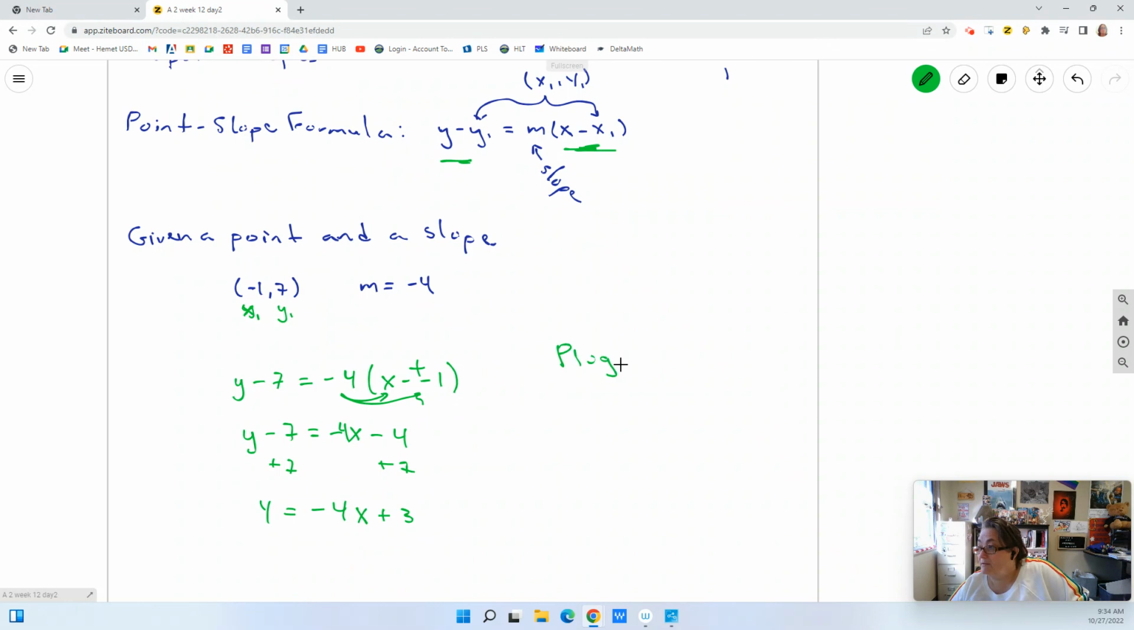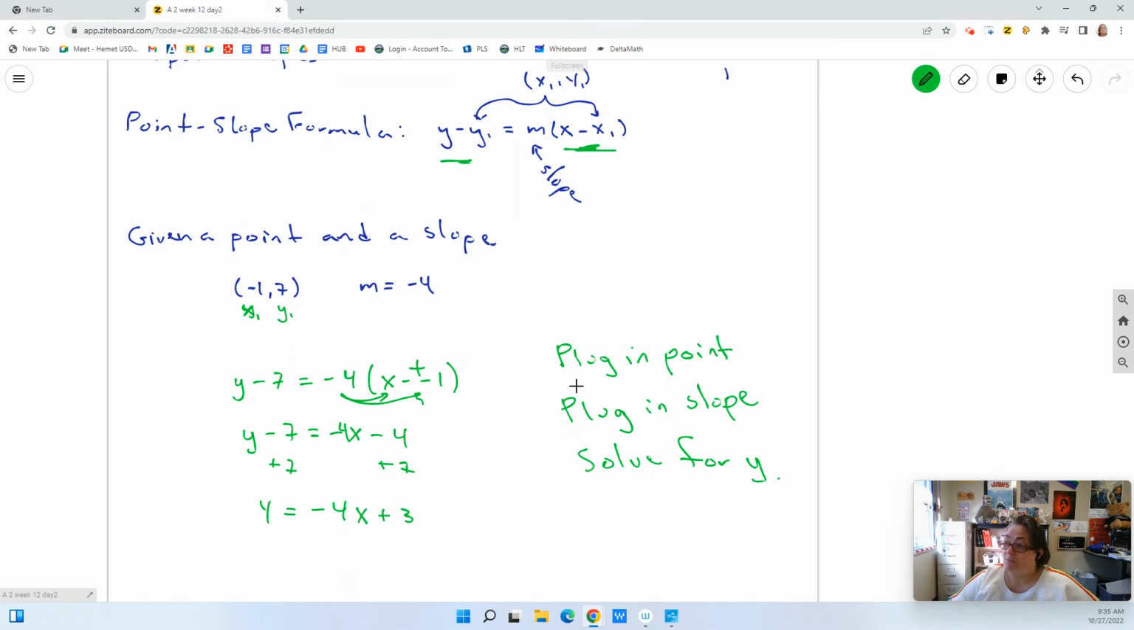Plug in point. Plug in slope. Solve for y. Right? And once we do that, it puts it automatically into that slope intercept form.